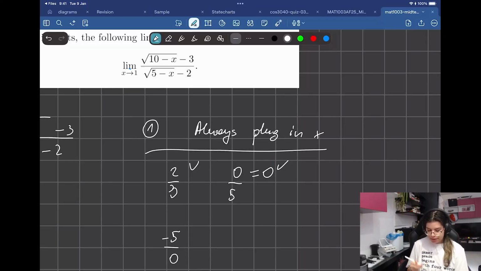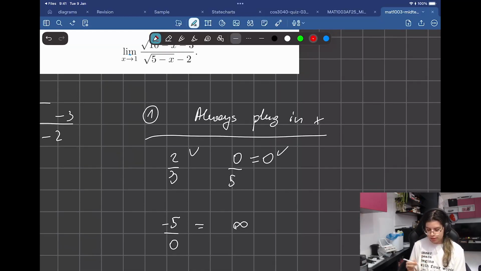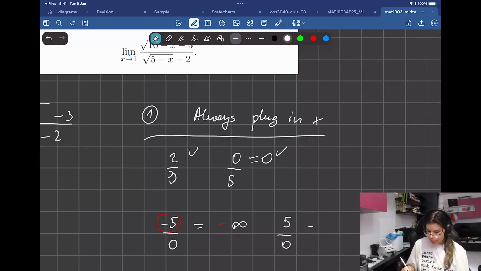Now, this is going to result in some sort of infinity, and depending on the sign in the numerator, it could be minus or plus infinity. In this case, because I have minus 5 in the numerator, it's going to be minus infinity, but if I had gotten 5 over 0, then it will be plus infinity.